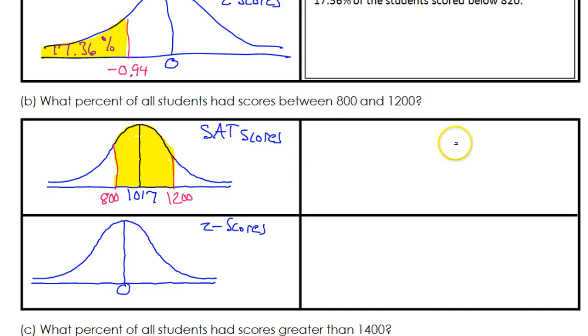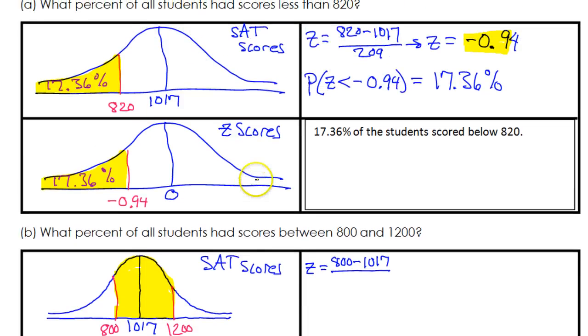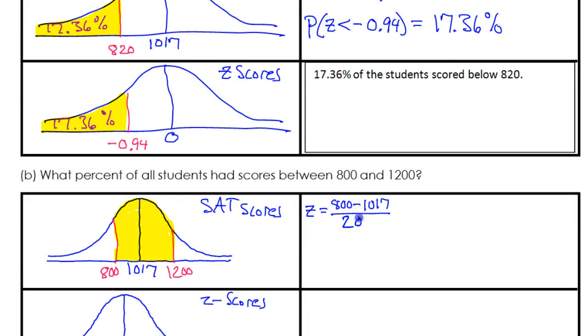Alright, so I've got two z-scores I'm going to need to calculate. My first z-score is going to come from the 800. So I'm going to do 800 minus the 1017 divided by the standard deviation, which was 209. Okay, so that's going to give me one of my z-scores. Maybe I'll just put it underneath to leave space for the other, because there's more I have to do this time. Anyway, I'm going to put this in my calculator. I'm getting negative 1.04 for that one.